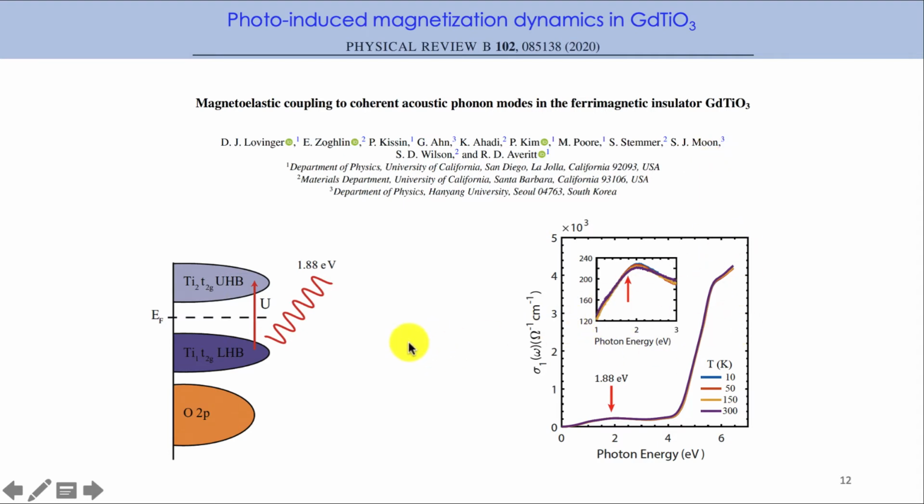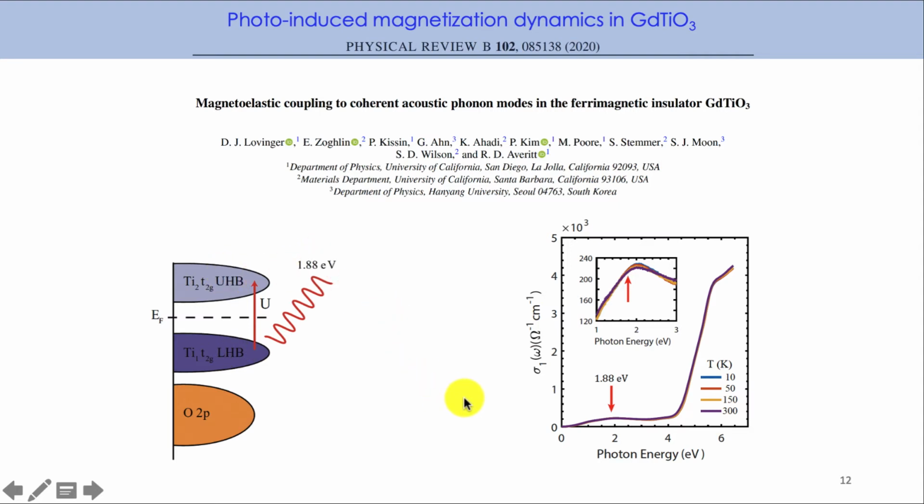But the idea is the following. In this particular case, we're not really ready to do the phonon drive or the Floquet drive. We just want to begin to understand the magnetization dynamics in the system. So what we did is we came in with a short pulse that basically does an excitation across the Mott-Hubbard gap, as shown here, with 1.8 eV pulses.